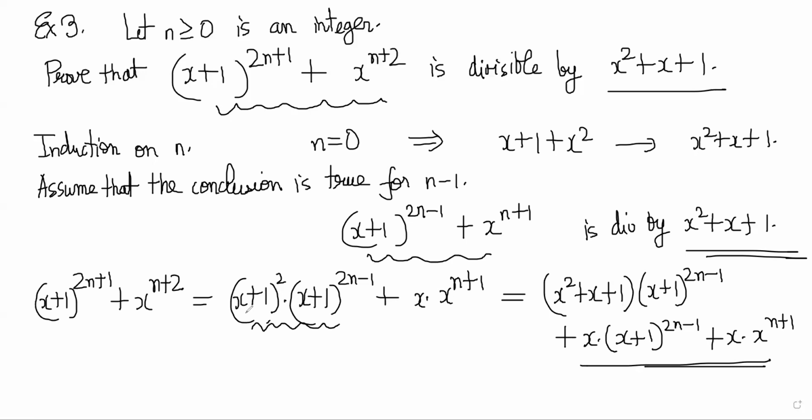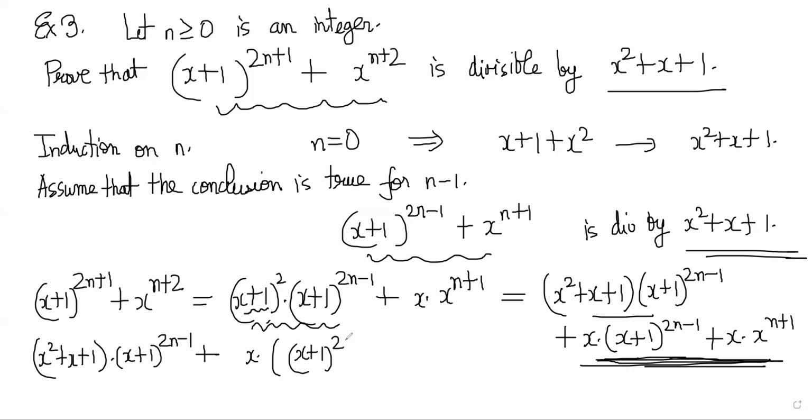What have I done here? I have taken the (x+1) whole squared and written it as (x squared plus x plus 1) plus x, right? And broken down the term into two terms. Now, what we can say here clearly, we have (x squared plus x plus 1) times (x+1)^(2n-1). And then the next term is this, right? These two terms. From here, we can easily take an x common. And we have (x+1)^(2n-1) plus x^(n+1), right?